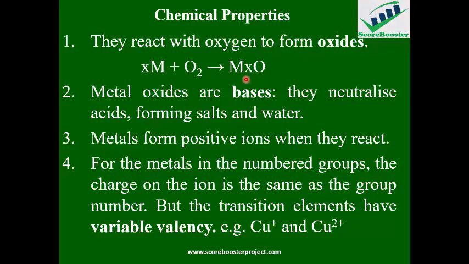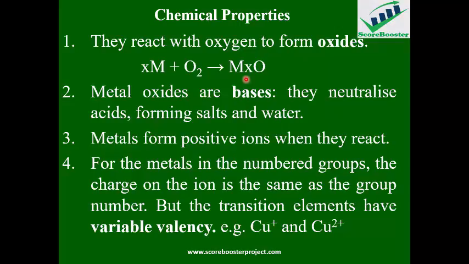Metals form positive ions when they react because they lose electrons. That is one of the properties of metals. In fact, it is peculiar to them. For the metals in the numbered groups like group 1, group 2, 3, 4, 5, all the metals that are there, I think metals stop on group 3.